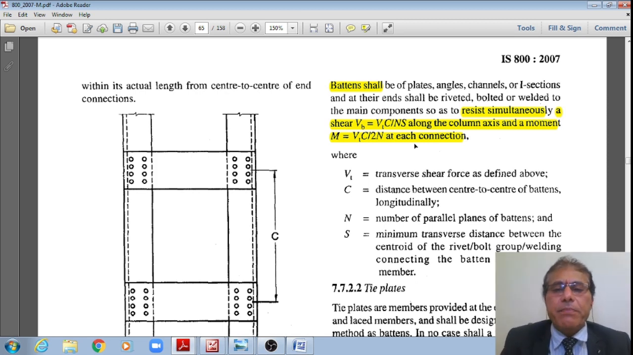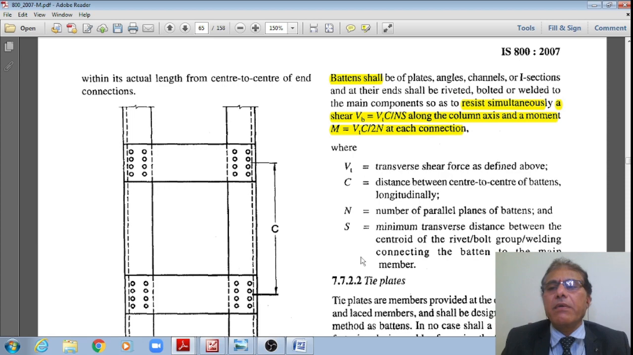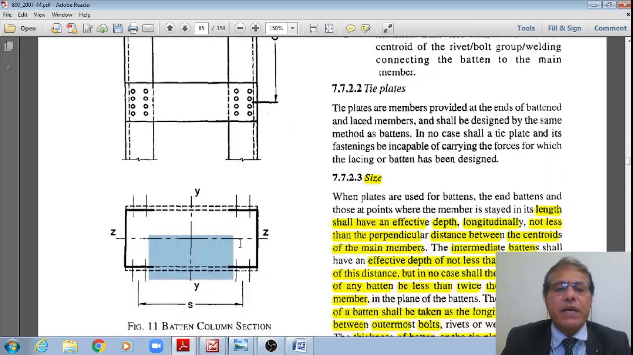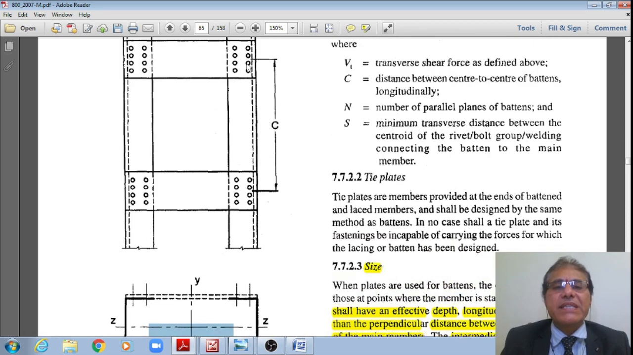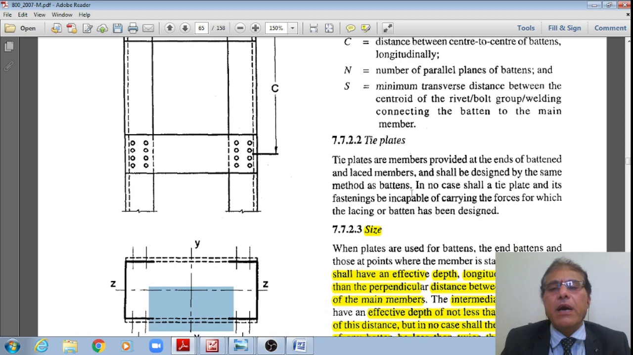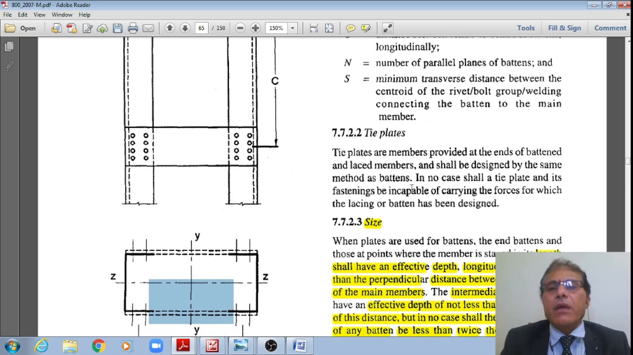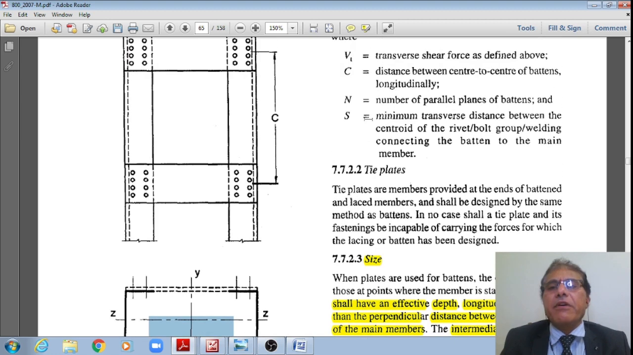The deformed shape, where Vt is the transverse shear force as defined above, and C is the distance between the center to center of the battens longitudinally, by referring to this figure 11. Now we can see what C is: the center to center distance between the bolted groups, or riveted groups, or the welded groups, and n is the number of parallel planes.